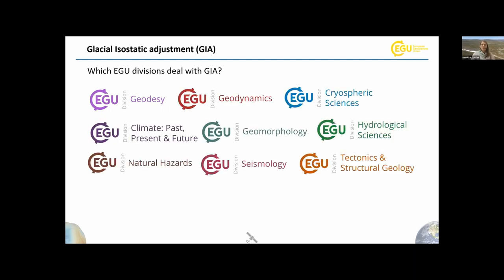So you saw that GIA involves many disciplines. Which EGU divisions deal with GIA? Of course, it's geodesy, because we have observations, but there are many other disciplines in EGU looking at GIA as well. So we have geodynamics, because we are doing the modeling, and the cryospheric sciences, because we have the ice sheet, we need ice mass balances and so on.